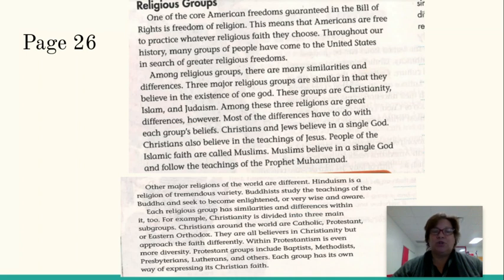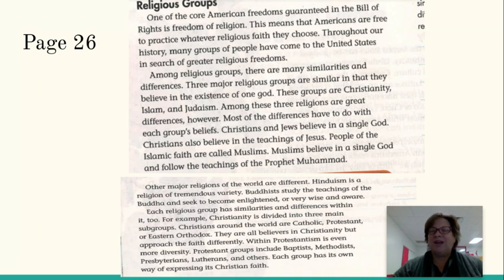Each religious group has similarities and differences within it, too. For example, Christianity is divided into three main subgroups. Christians around the world are Catholic, Protestant, or Eastern Orthodox. They are all believers in Christianity, but approach the faith differently. Within Protestantism is even more diversity. Protestant groups include Baptists, Methodists, Presbyterians, Lutherans, and others. Each group has its own way of expressing its Christian faith.